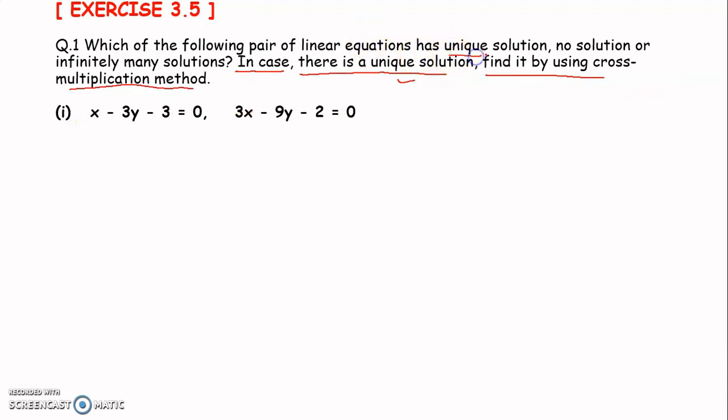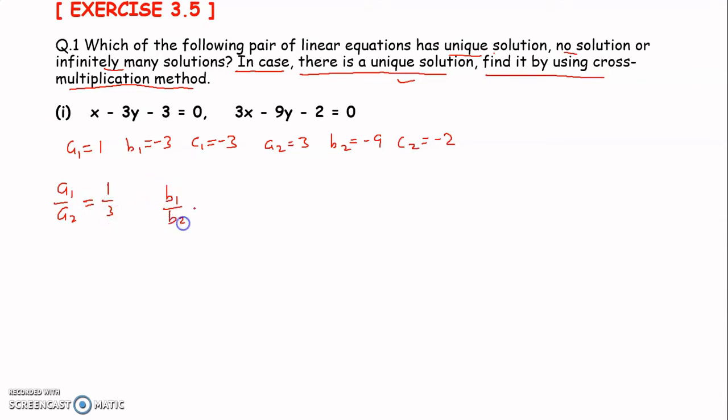So you know how to find out whether a pair of linear equations has a unique solution, no solution or infinitely many solutions. Yes, there are three conditions that we have explained earlier. Here, in the first equation a1 is 1, b1 is minus 3, c1 is minus 3, and in the same way a2 is 3, b2 is minus 9, and c2 is minus 2. The ratio a1 by a2 is 1 divided by 3. The ratio b1 by b2 is minus 3 divided by minus 9, which is also 1 by 3. And the ratio c1 by c2, c1 is minus 3 and c2 is minus 2, so we get 3 by 2.